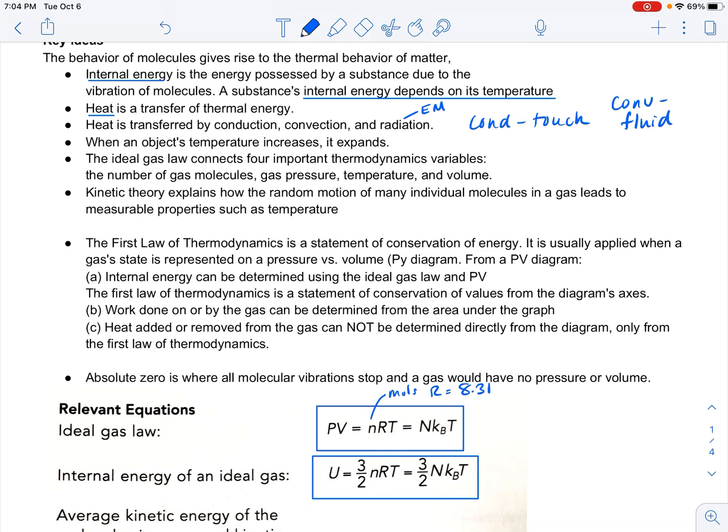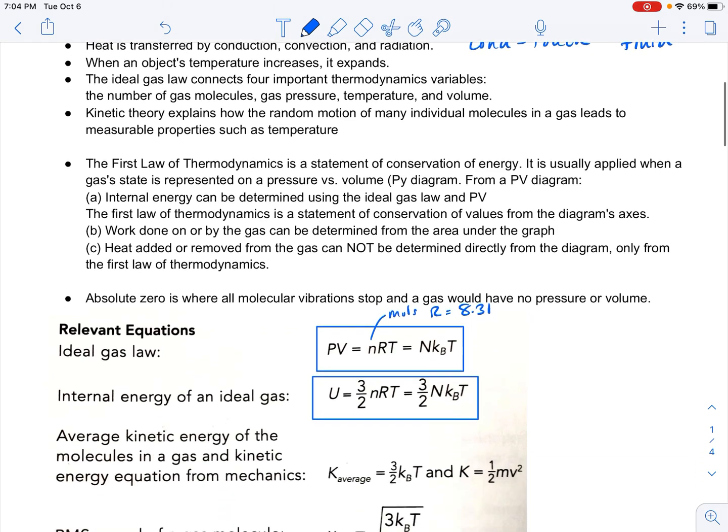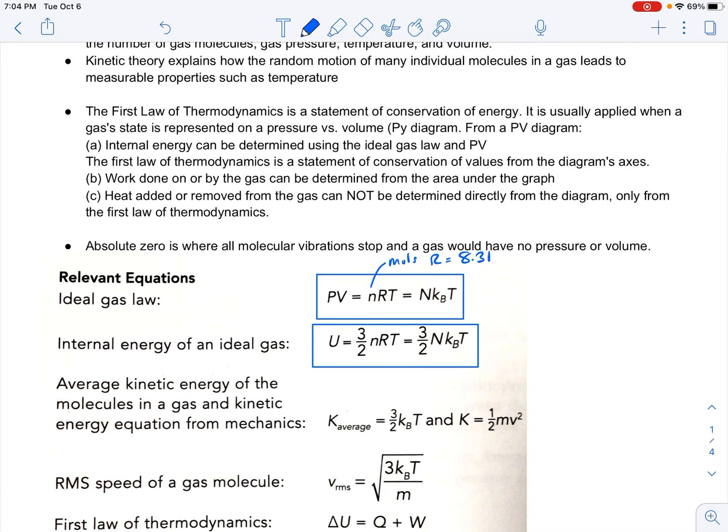Kinetic theory explains how the random motion of many individual molecules in a gas leads to measurable properties such as temperature. The first law of thermodynamics is a statement of conservation of energy. It is usually applied when a gas's state is represented on a pressure versus volume diagram.